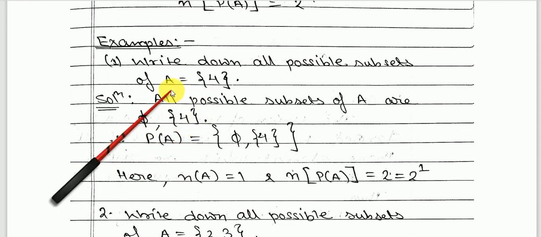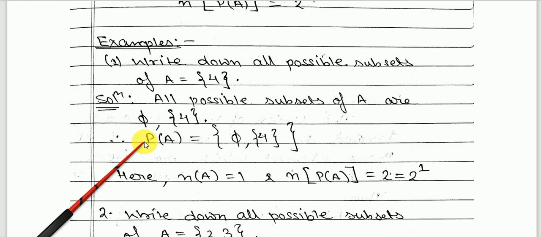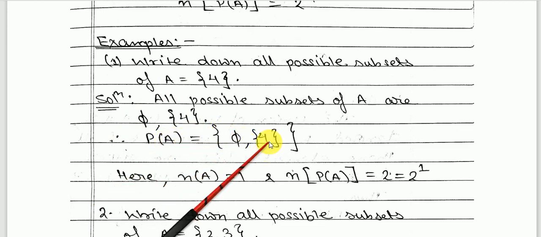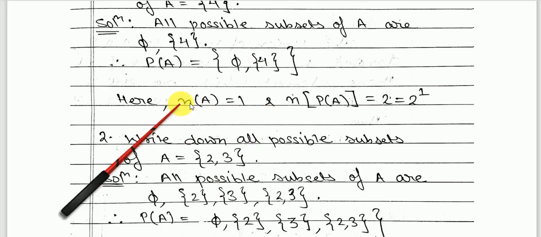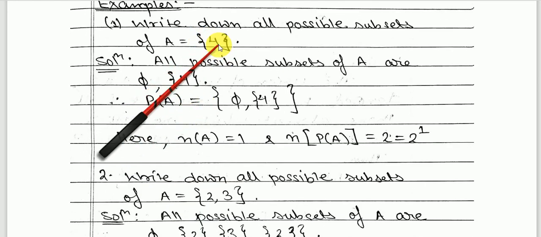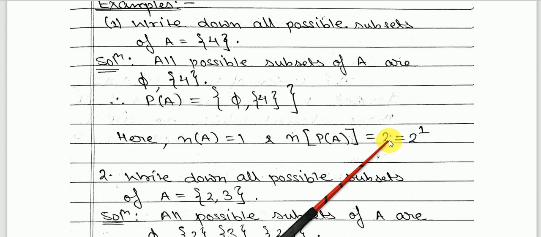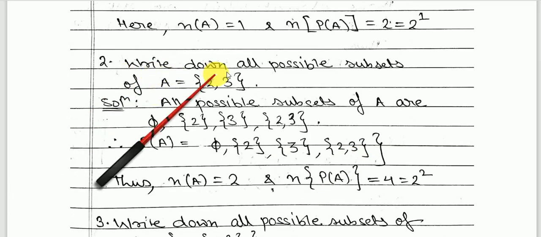So here the power set will be written like this. The power set is nothing but the set of all subsets of A, so we'll write phi comma this set. Here you can see that this set has only one element, so the number of subsets, or the number of elements in the power set, is given by 2 to the power 1. Okay, next is write down all possible subsets of this set A.